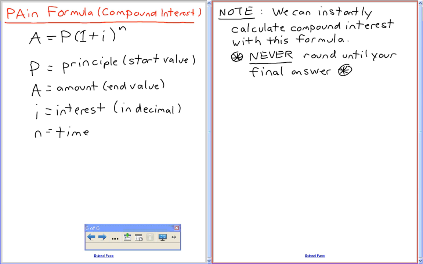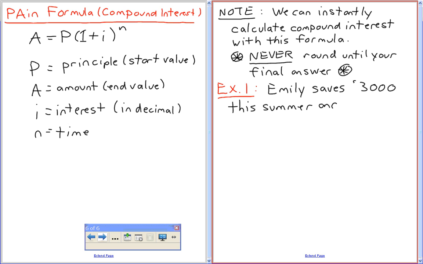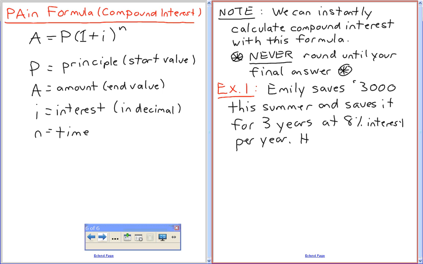All right, example 1. Emily saved $3,000 this summer, and saves it for 3 years at 8% interest per year. How much will she end up with?